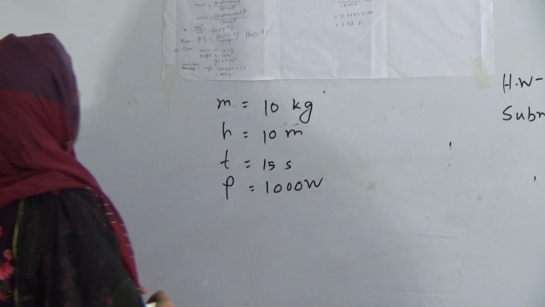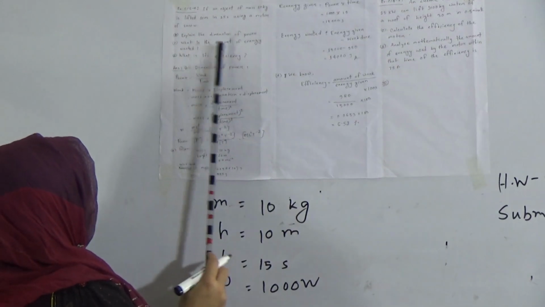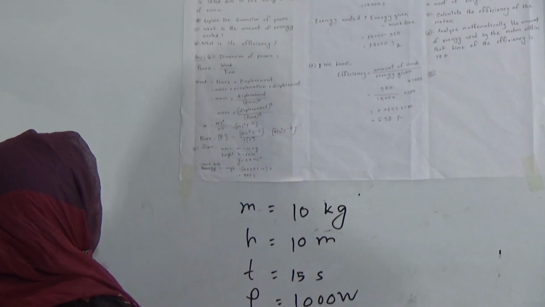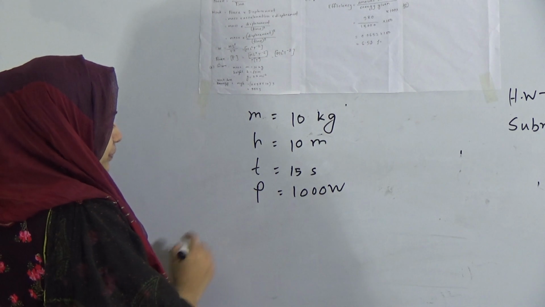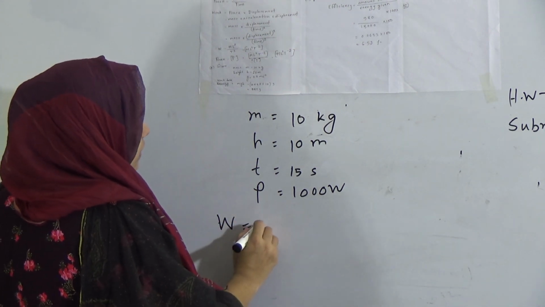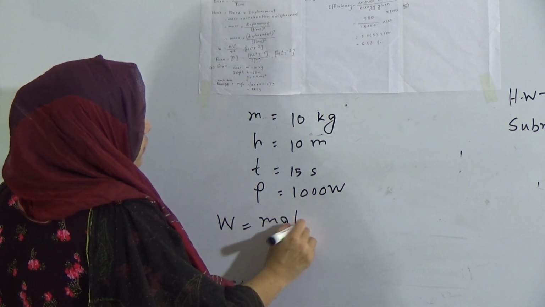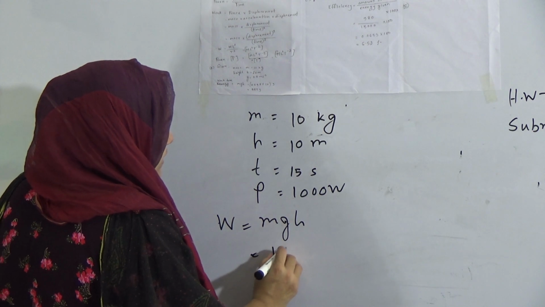So at first we have to find out the amount of energy wasted. So at first we have to find out the work done by that object. So work done by that object, that means work equals mgh. The formula of work equals mgh. So now put the value. M means 10 kg.